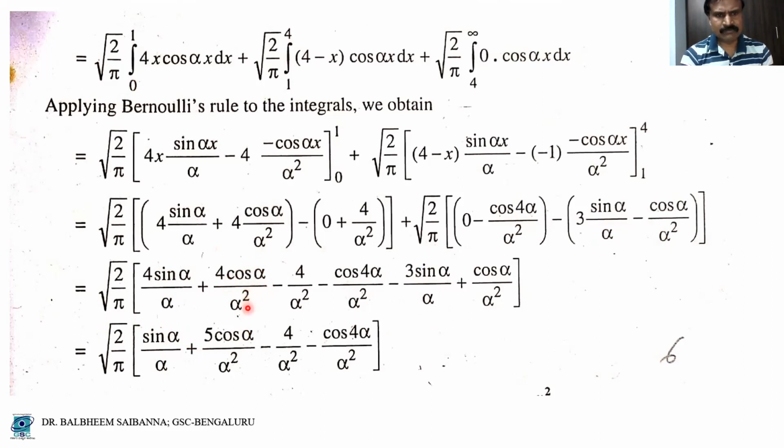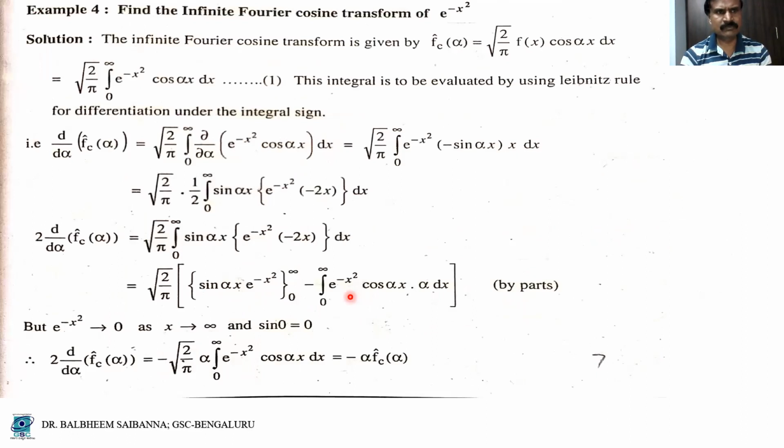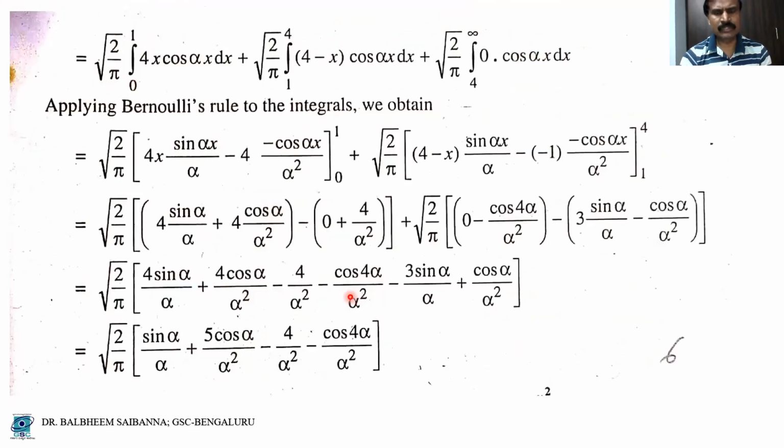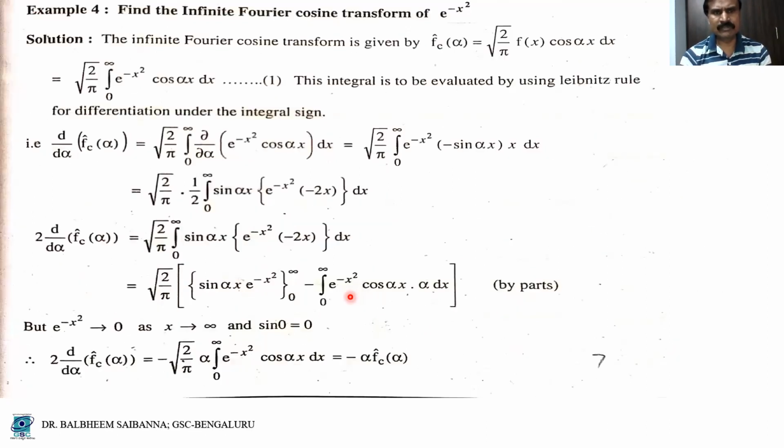Then 4 cos alpha by alpha square, 1 time of cos alpha by alpha, 4 plus 1 is 5. 5 cos alpha by alpha square, the remaining terms as it is. Then nothing but minus 4 by alpha square minus cos 4 alpha by alpha square. Now this is the required Fourier cosine transform of the given function.